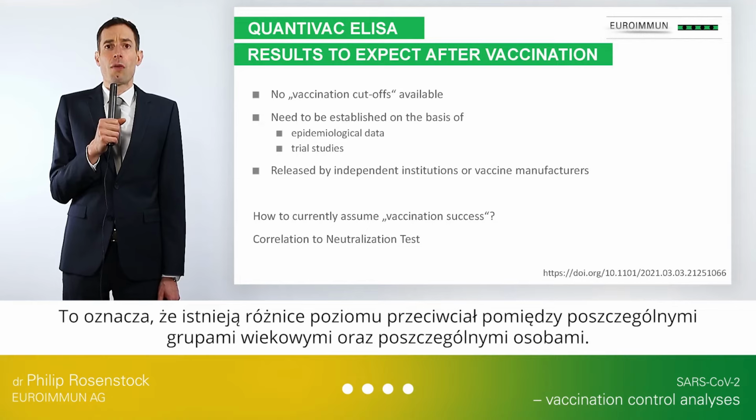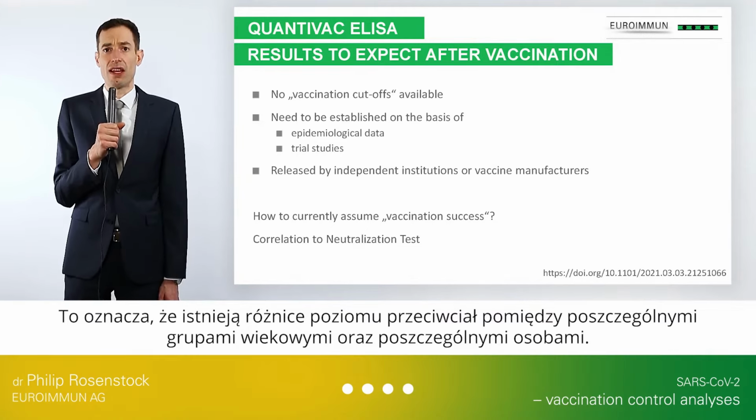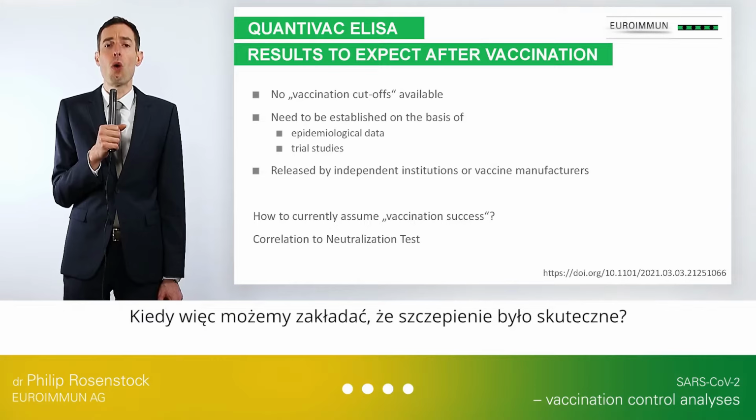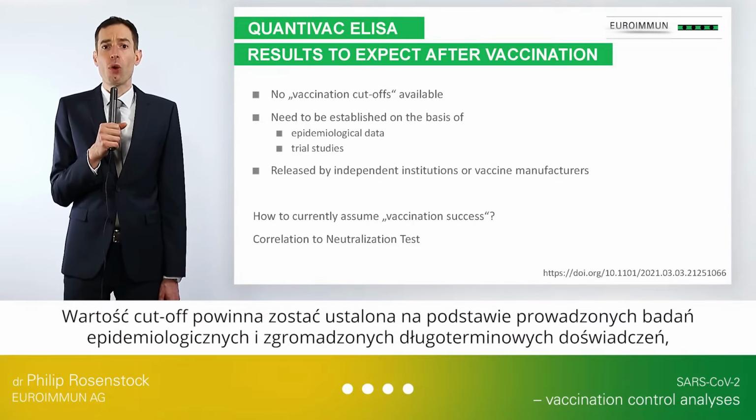So that means, of course, we have a difference in the mean antibody value and we have a difference in the individual antibody values. So when can we assume the vaccination success? And unfortunately, there is no vaccination cutoff available so far. So these vaccination cutoffs need to be established on epidemiological data.